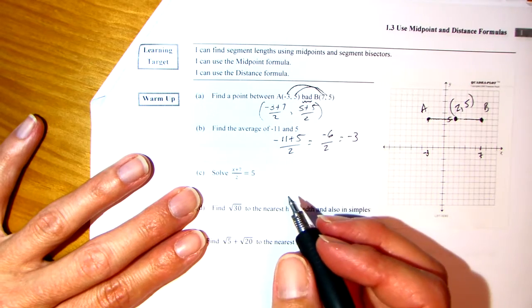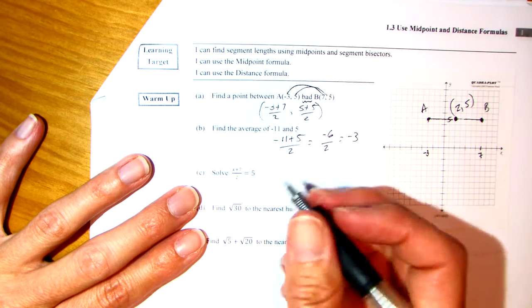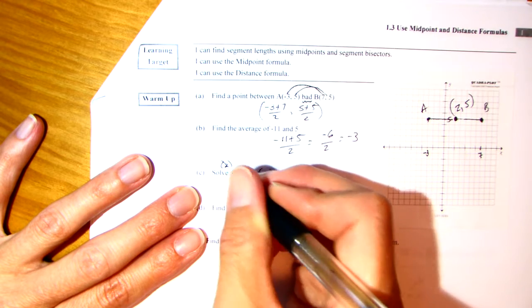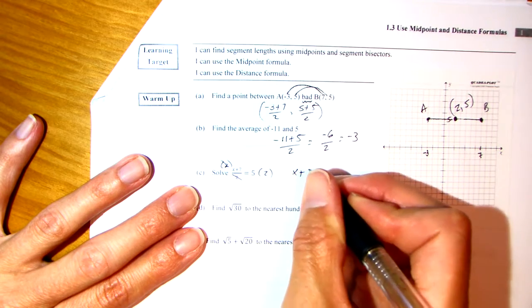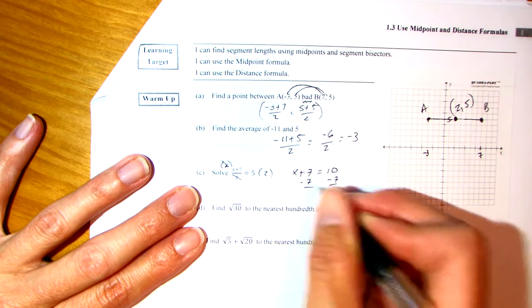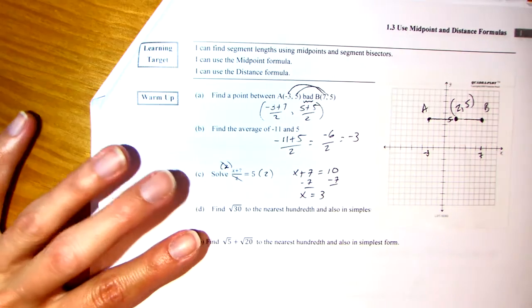How about this one? Solve this equation, solve for x. We're going to multiply both sides by 2. These twos cancel. You're going to have x plus 7 is equal to 10. Subtract 7 on both sides. X is equal to 3.